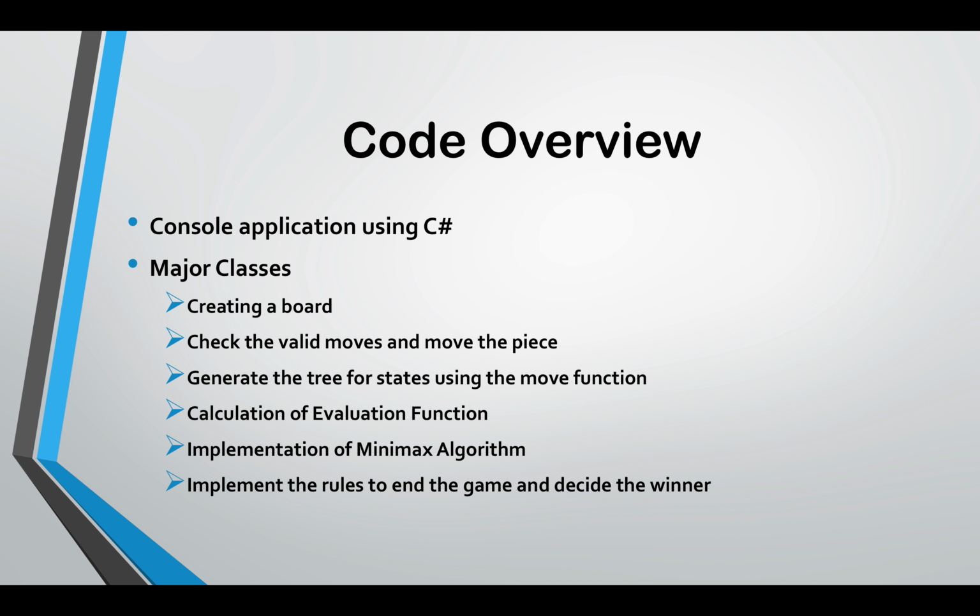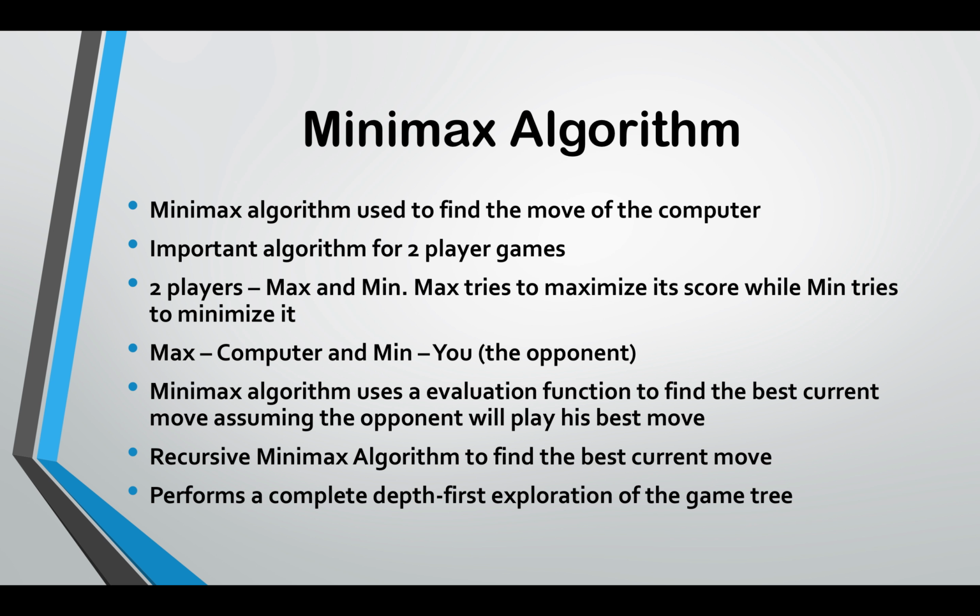The last class is to implement the rules to end the game and decide the winner. This class takes the state of the game and checks if the game has ended, then it decides the winner and ends the game. So this is pretty much the functionality of the code. The algorithm which we have used here is the Minimax algorithm.